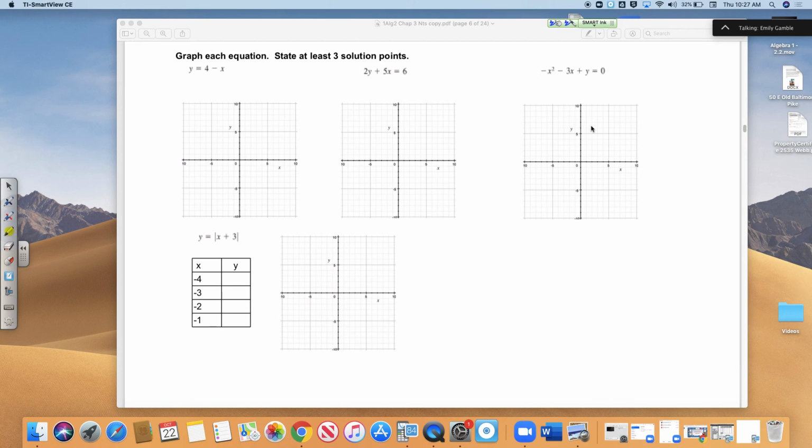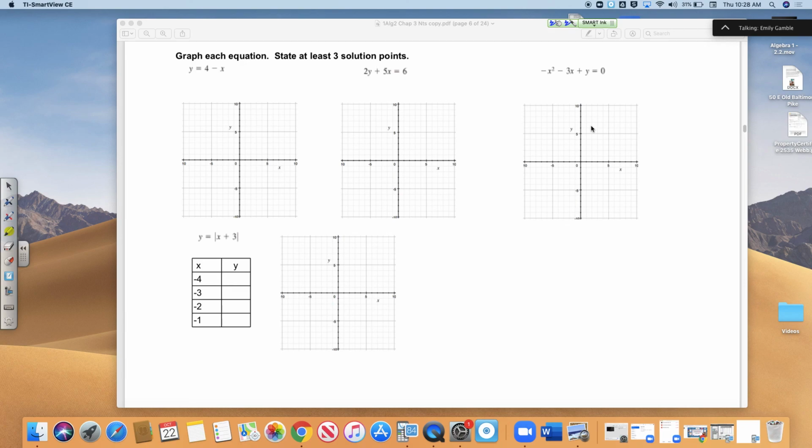If you have graphing calculators, what you would need to do is solve each thing for y first and then put it into y equals. So this one says y equals 4 minus x. You can just put that right into your y equals screen, get some points, and graph it. It says state at least 3 solution points, so I want you guys to have at least 3 points on the graph. This one, though, is not solved for y.